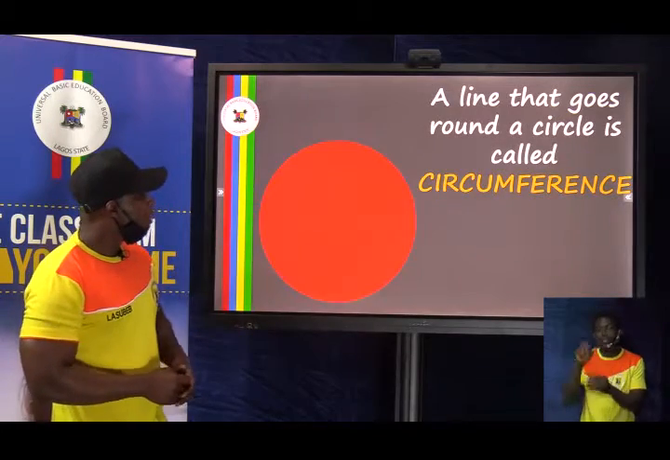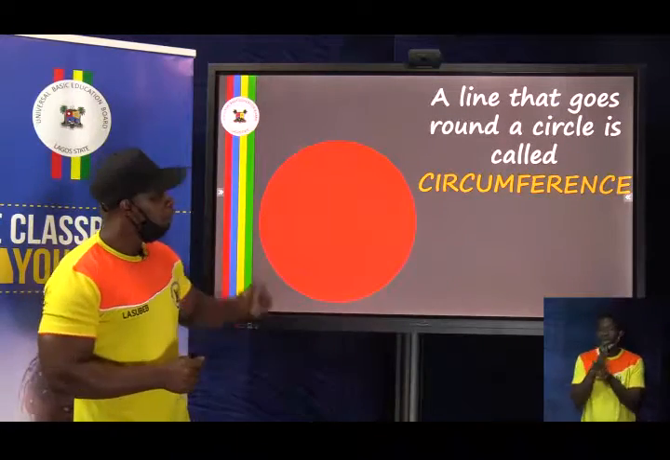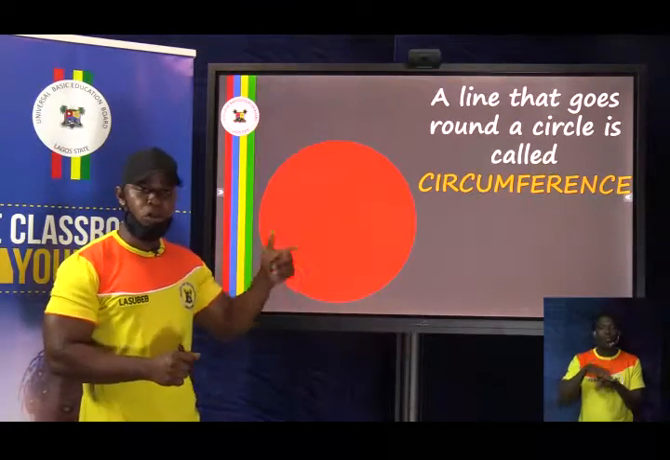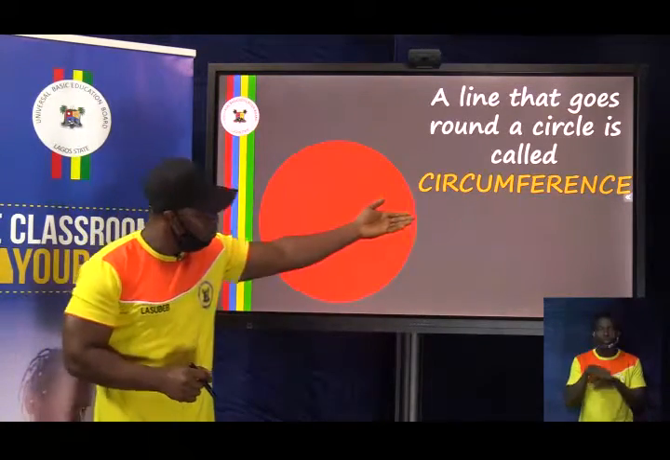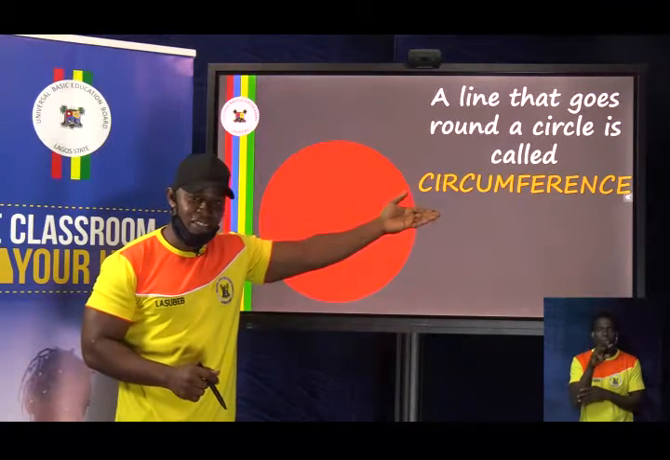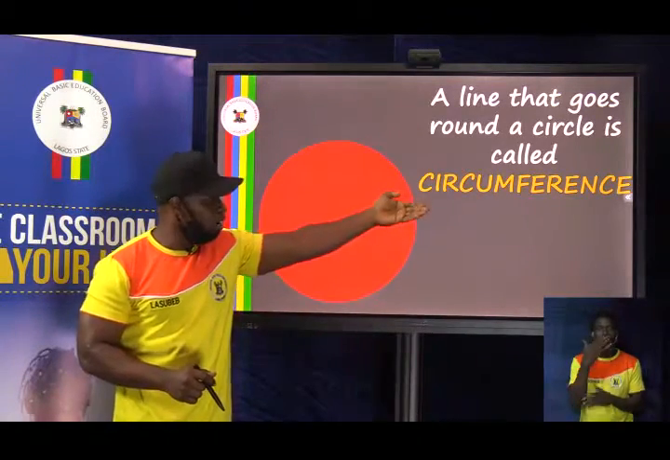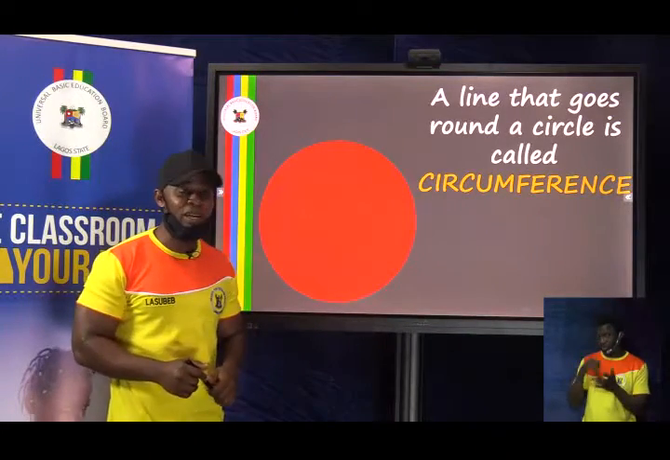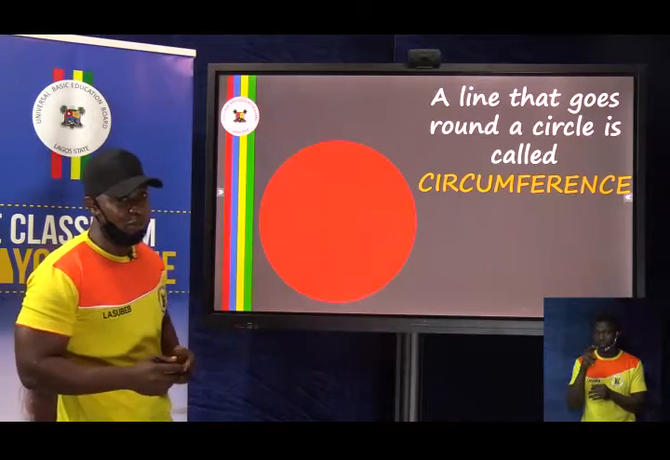Now, this is a circle. A line that goes round this circle, on the body of the circle, is called a circumference. Say circumference. Circumference. Good job, you. Now, note the spelling of circumference, because Auntie Fumi might just ask you to spell it one of these days. You know, I like to give you tips and tricks.